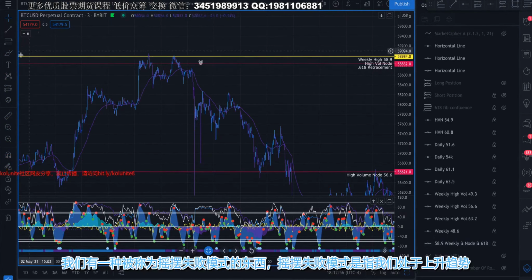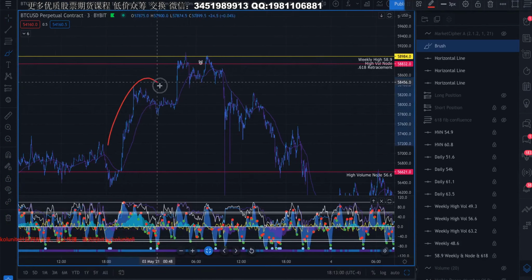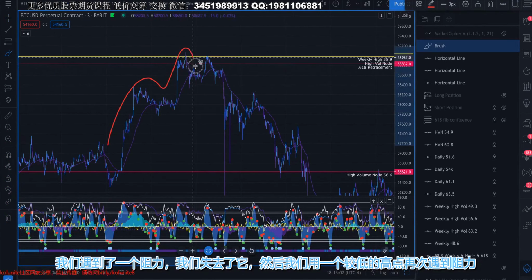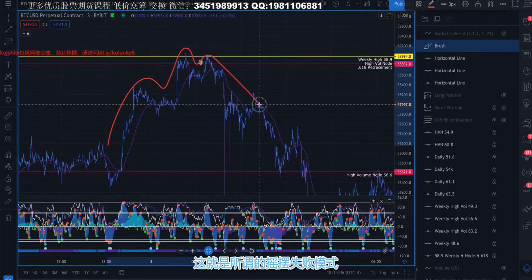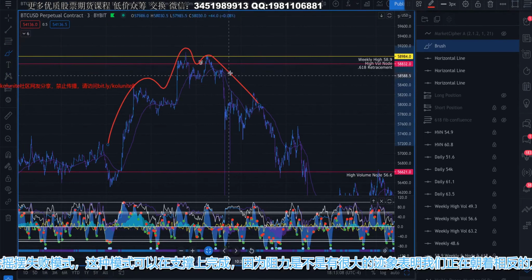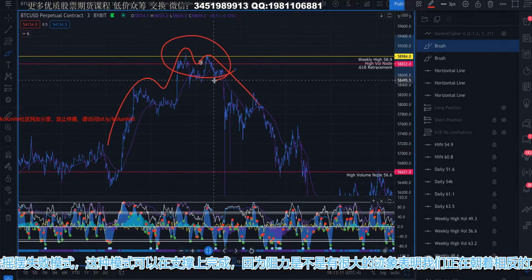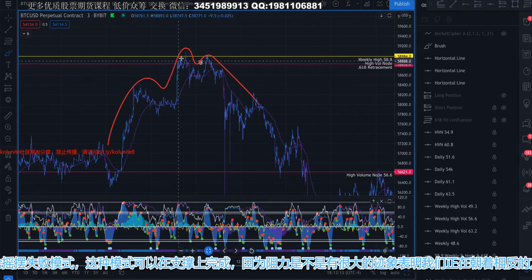We have something known as a swing failure pattern. A swing failure pattern is if we're in an uptrend and we hit a resistance, we lose it, and then we hit the resistance again with a lower high. That's called a swing failure pattern. I'll get into this more later. Swing failure patterns can be done on supports. They can be done as resistances. They're pretty much a sign that we're going in the opposite direction.